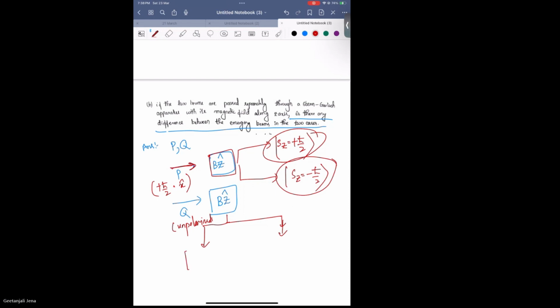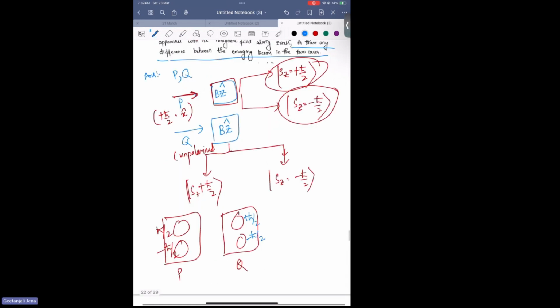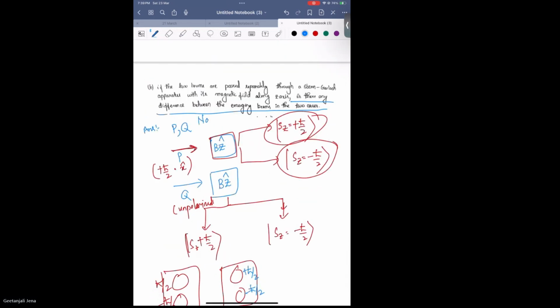One will give Sz equal to plus h cut by 2, and the other will give Sz equal to minus h cut by 2. So what you will see on the screen is, for P you will get two spots, and for Q also you will get two spots. One is for plus h cut by 2, the other one is for minus h cut by 2. This one is also for plus h cut by 2 and minus h cut by 2. So that means you won't be able to differentiate between these two beams. So the answer will be no, right?